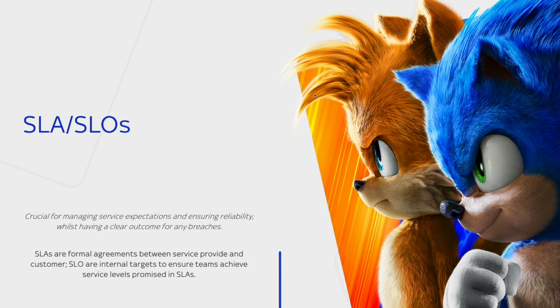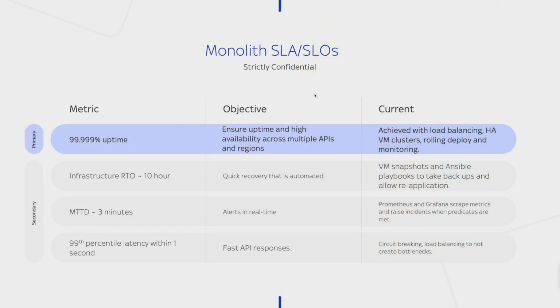Now, moving on to SLA and SLOs. These are crucial for managing service expectations and ensuring reliability whilst having a clear outcome for any breaches. SLAs are essentially formal agreements between service provider and customer, or maybe even between internal services themselves. SLOs are internal targets to ensure teams achieve the service levels we've promised in our SLAs. So this slide presents the key SLA and SLO targets, just a few out of the many that I've listed in my appendix for the monolithic application, focusing on availability, performance, and operational resiliency.